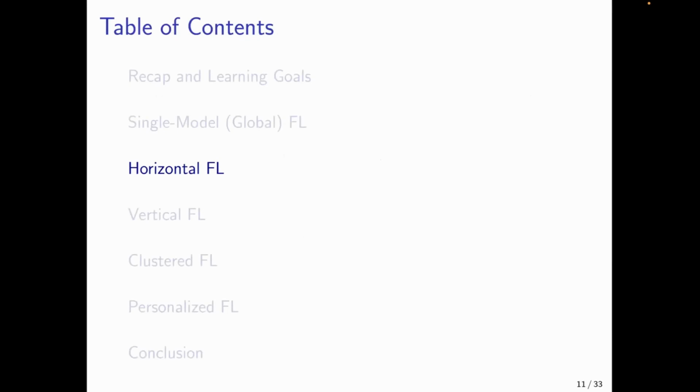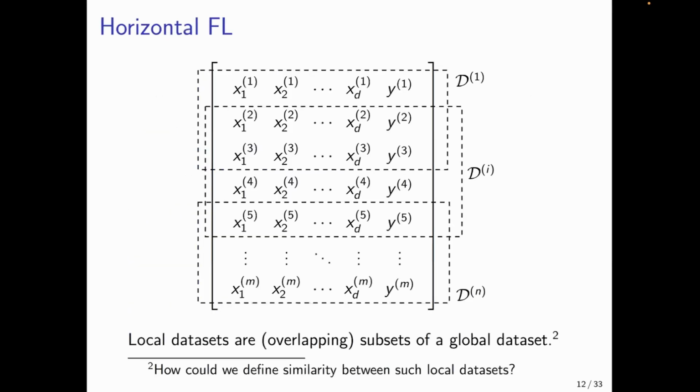which is called Horizontal Federated Learning. In Horizontal Federated Learning, we use local data sets that are subsets of some underlying global data set. The devices, the nodes in the federated learning network, have access only to different subsets of these data points. However, they have access to all features of each data point, but different subsets of data points. And these subsets might be overlapping.